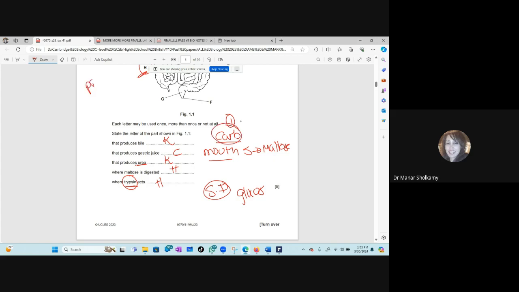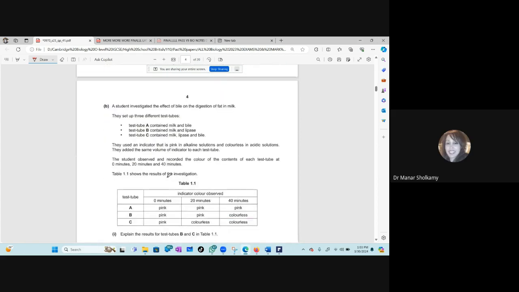In terms of protein, let's revise together. The protein is not digested in the mouth, only in the stomach and the small intestine. What is the enzyme that digests protein in the stomach? Pepsin. Good girl. And what is the name of the enzyme that digests protein in the small intestine? Trypsin. Well done.